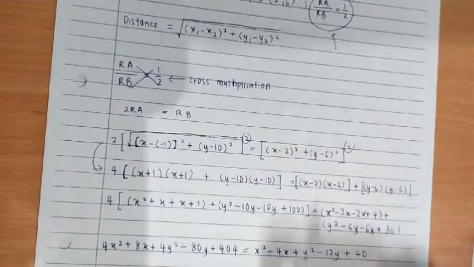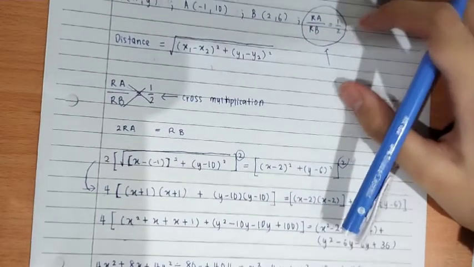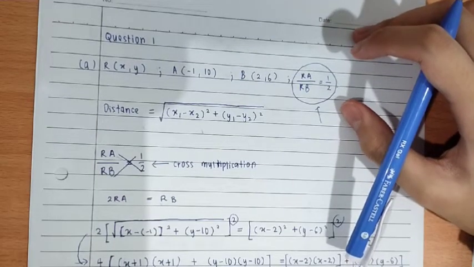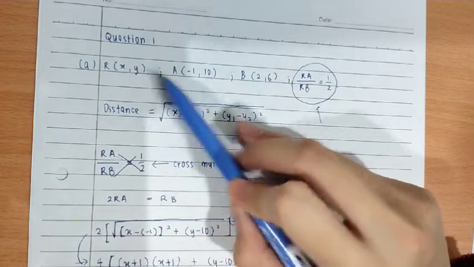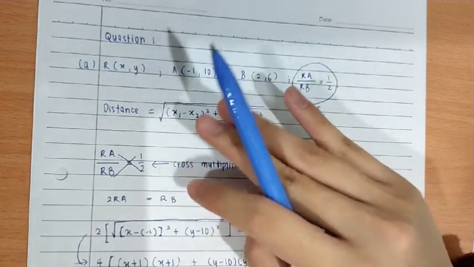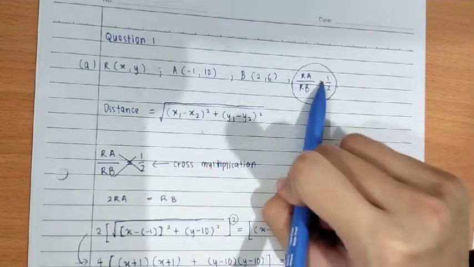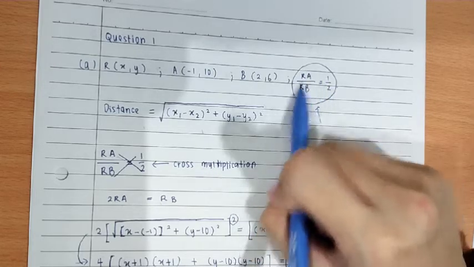Okay, so for the first question, 1A: find the equation of the locus of R. I'm going to explain this question briefly so that it won't take a long time. First of all, copy out the most important information for the question, especially this one, RA over RB equal to 1 over 2. So in order to find the locus of R, we need to settle this equation.